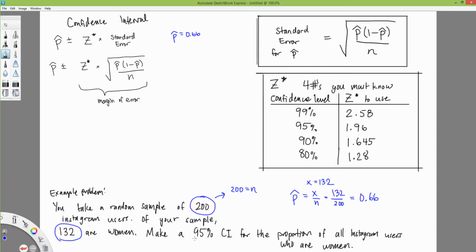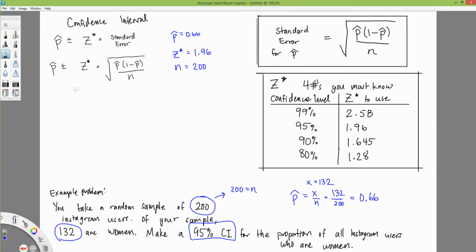All right. It says make a 95% confidence interval. So that means I'm going to use 1.96 for my z star. Okay? So I have z star equal to 1.96. And lastly, I just need n is equal to 200. Is that okay with everybody? Okay, so all I'm going to do is take these numbers and put them into my confidence interval formula here. Okay, let me just get rid of this thing that says margin of error.